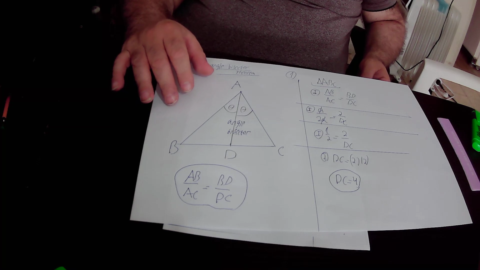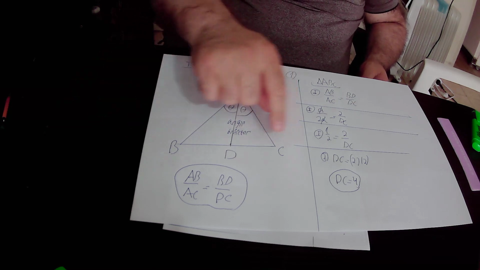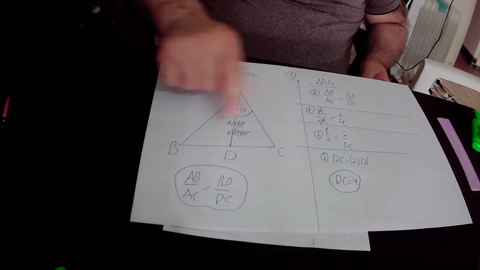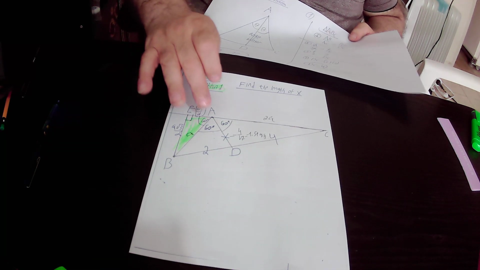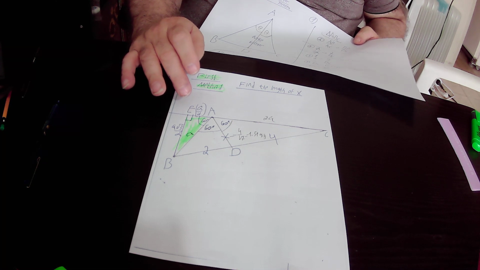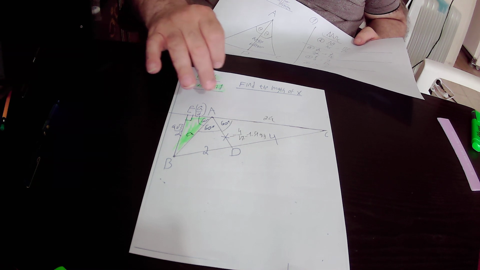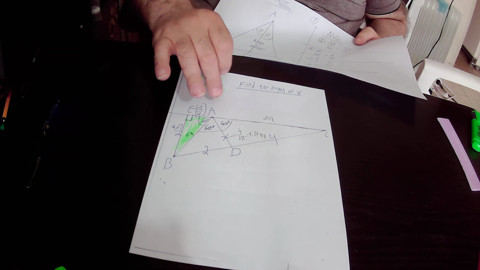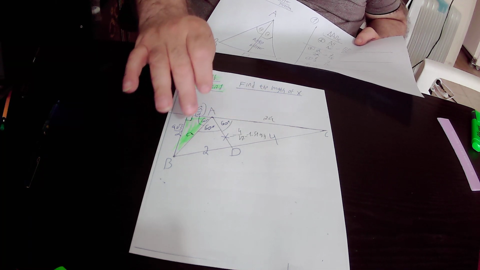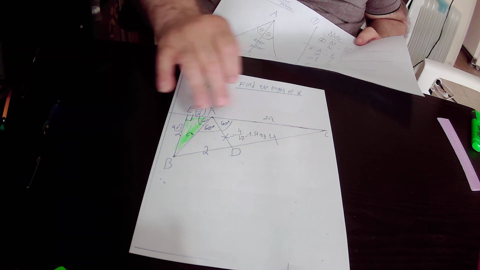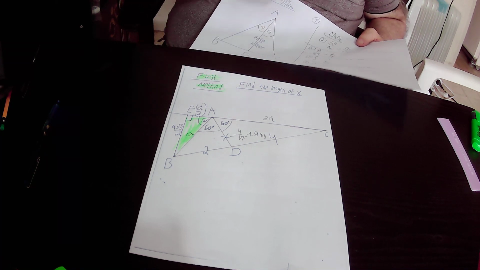According to the angle bisector theorem, the following equation is true: AB over AC equals BD over DC. Why can we implement the angle bisector theorem in triangle ABC? Because triangle ABC has the line segment AD that is the angle bisector. AD is the angle bisector because it divides angle BAC into two halves, each half equals 60 degrees. Therefore, we can implement the angle bisector theorem in this triangle ABC.